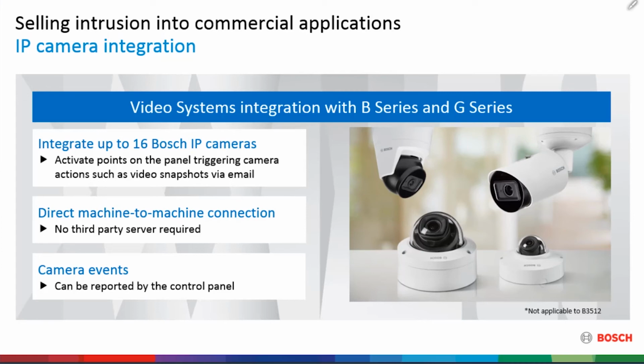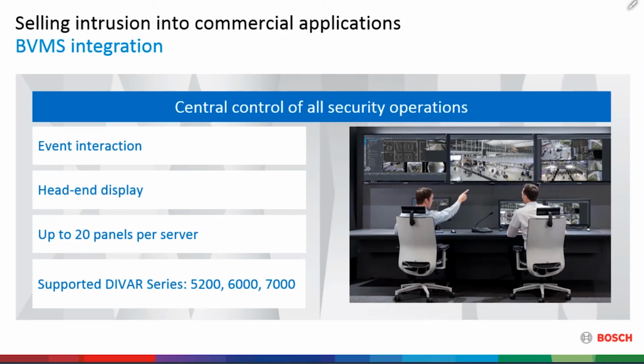Another way we can connect our cameras to our panels is through video management software like our BVMS. We also have some third parties, Milestone and Genetec to name a couple, that have integrated their video management solution into our alarm panels. And that allows event interaction, things like arming and disarming the system, a head-end display. We can support up to 20 panels per server, which is kind of neat. And we actually can support this on our NVR, so it doesn't have to be with special software.